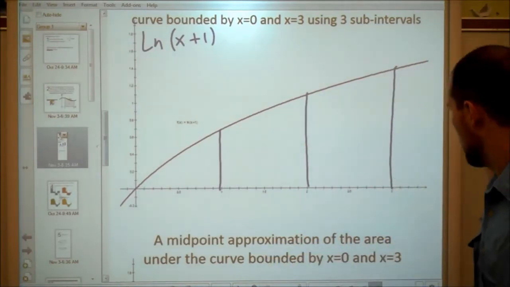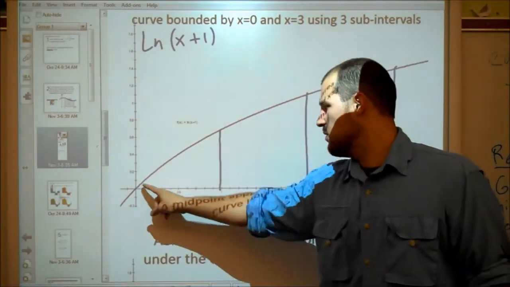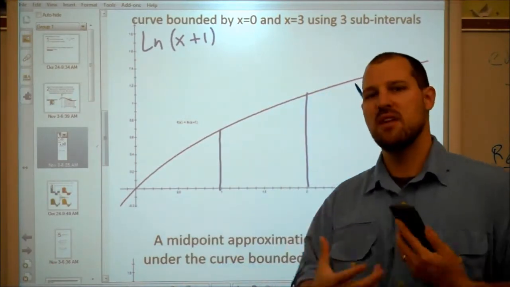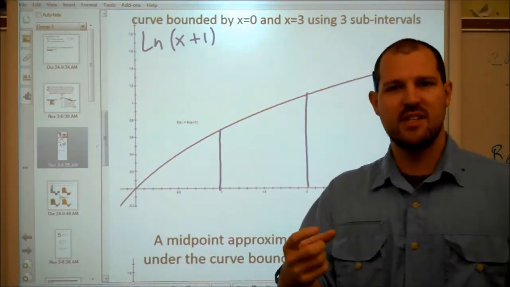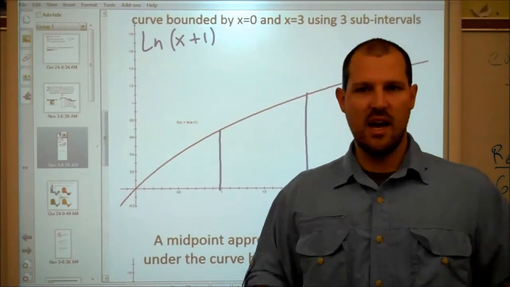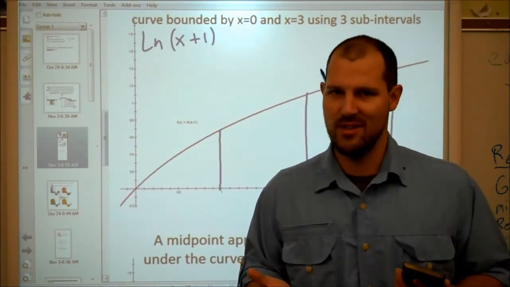Now the only reason I started on the far right last time is because I didn't want to start with a rectangle that had no height. That might be confusing as a first example. Just for consistency, I'm going to start from the right, but aside from a teaching move, there's no good reason why you'd normally start from the right, okay?